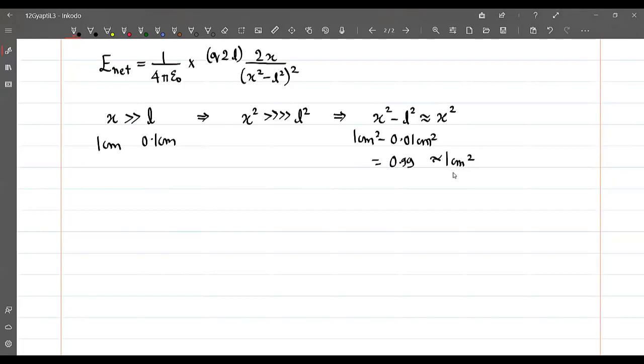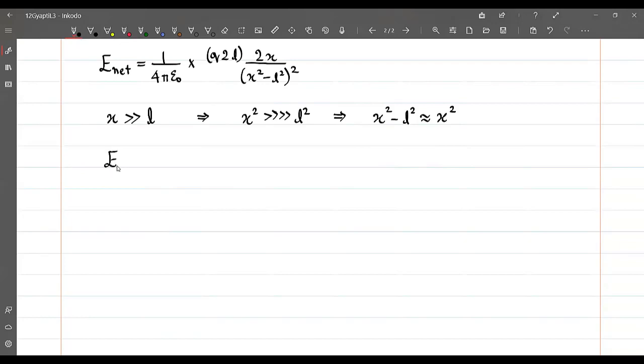Just giving an example that if L is very small, and the point P is very far away from the electric dipole, your x square minus L square will be approximately equal to x square. This is the approximation that we are going to use here, and we're going to reduce our formula.